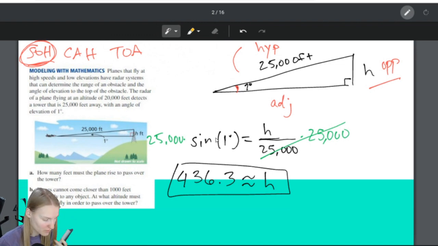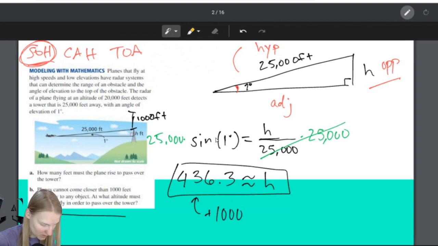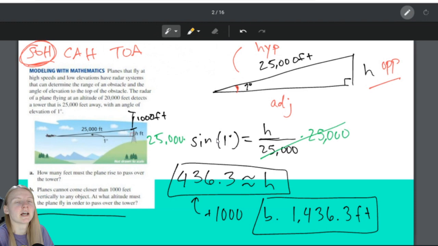And then what part B is asking is we need 1,000 feet more than that. So if I just take this plus 1,000, I will get, for part B, 1,436.3 feet. And there you have it.